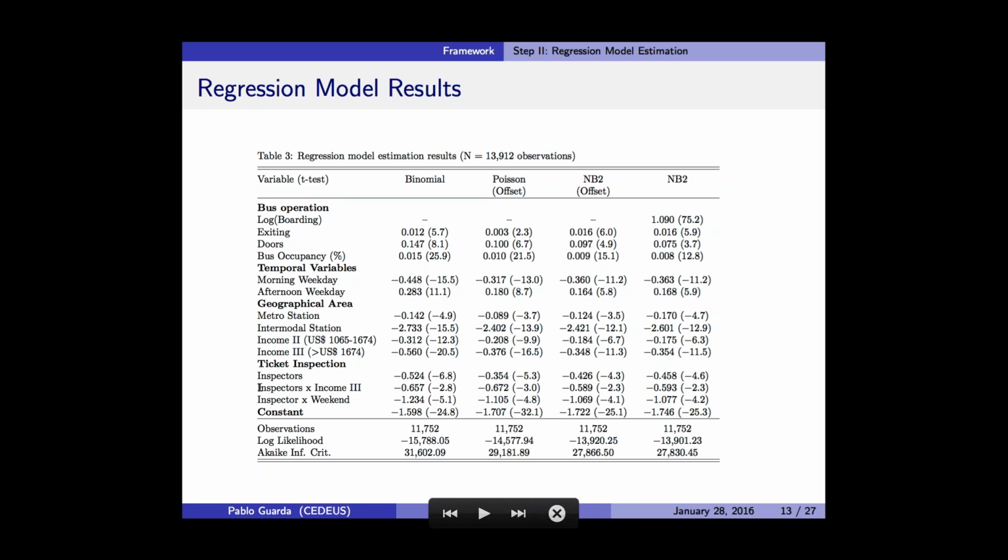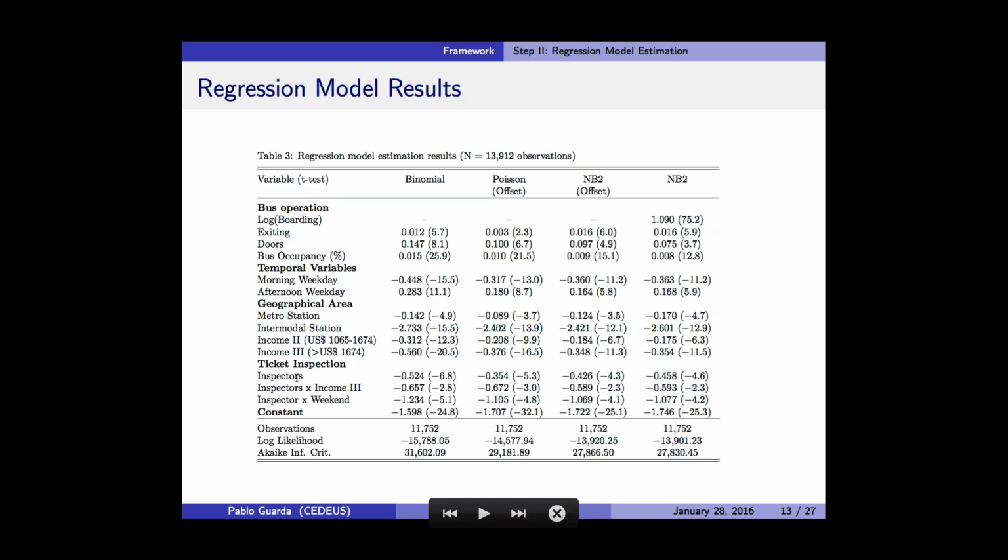So we would expect, especially in low income areas where most passengers are not able to pay the bus fare, that these ticket inspectors are not going to be so effective. So we expect that if inspectors are located in high income areas, they are going to have a greater impact on fare evasion. That's why here we expect a negative sign.